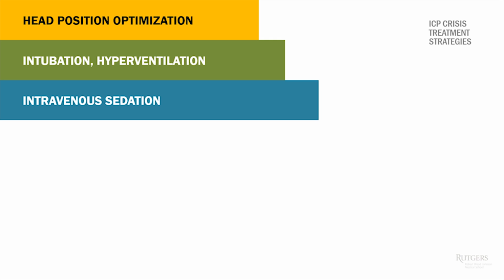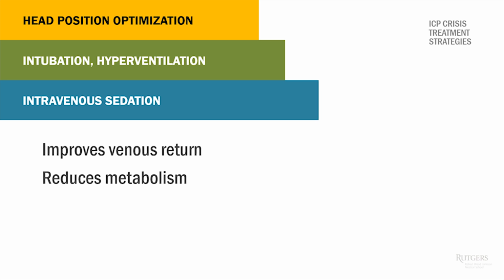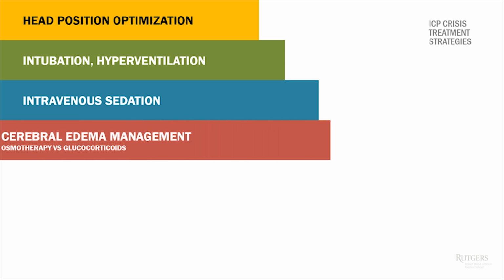Sedation can achieve a calm and motionless state, which can help with venous return, but also it can reduce cerebral metabolism, and that's going to reduce the need for cerebral blood flow, reducing the amount of blood in the arteries and reducing the volume inside the skull. Next, we can address cerebral edema with either osmotherapy, mannitol or hypertonic saline, or glucocorticoids. So let's talk about edema.